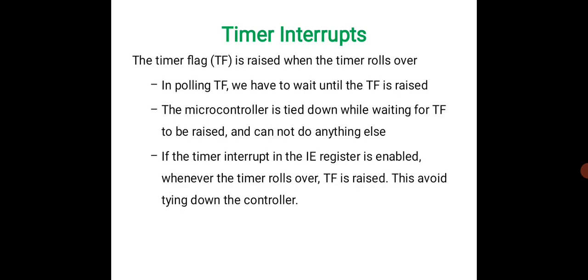Coming first is the timer interrupt. Of course we know the timer flag will be raised when the timer rolls over. Say for example, if you are using mode 1 programming, it is a 16-bit timer mode. Once the timer reaches the final count, say FFFF, it will roll over and the timer flag will be set. So in the polling method, we need to wait until the TF is raised.